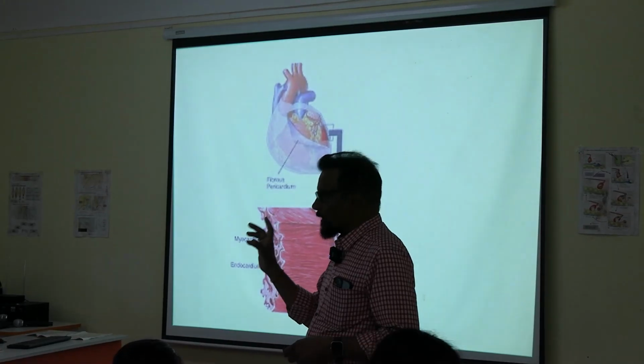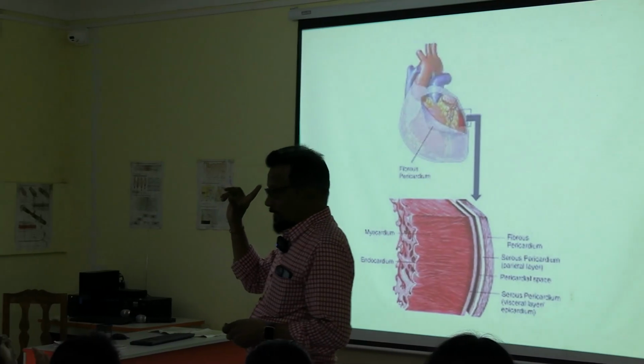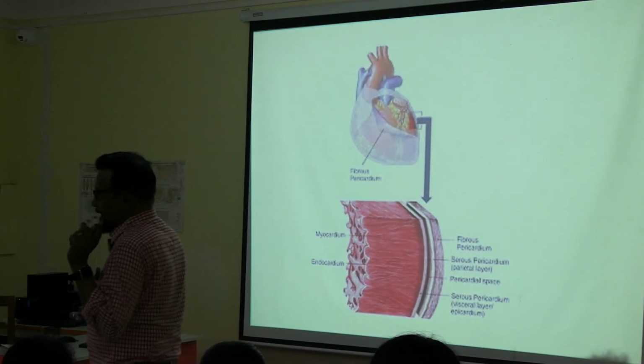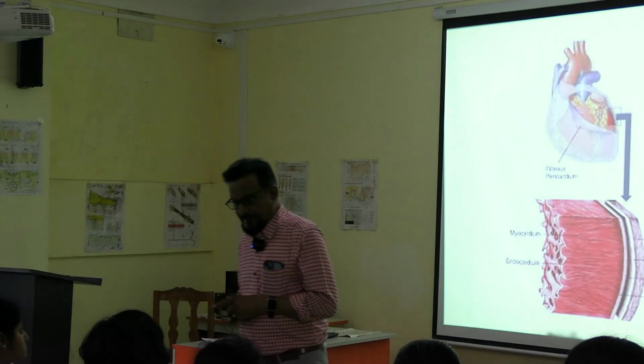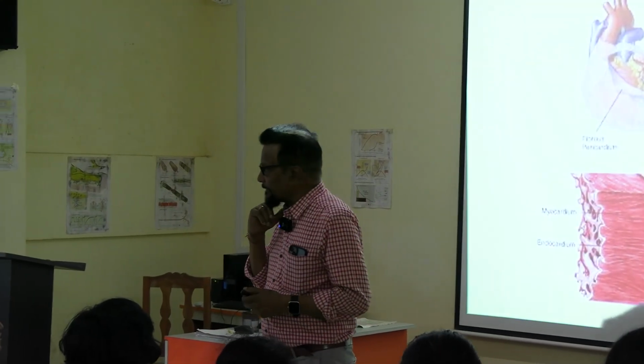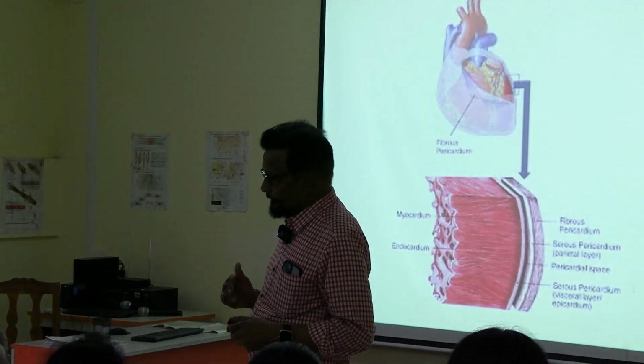The wall of the heart. What does it consist of? The outermost layer: the heart is located within a sac-like structure. What is this sac? Pericardium. How many layers are there in the pericardium? Three layers. What are these?